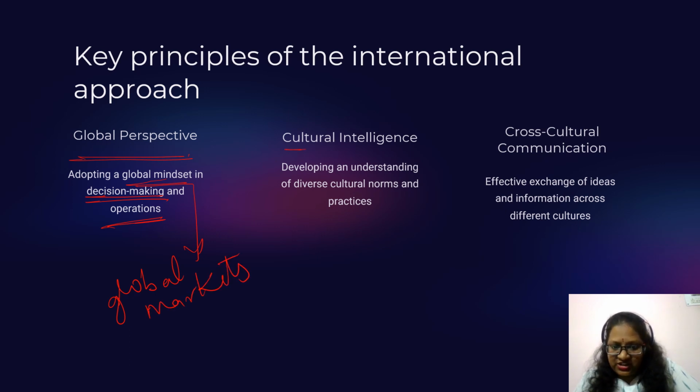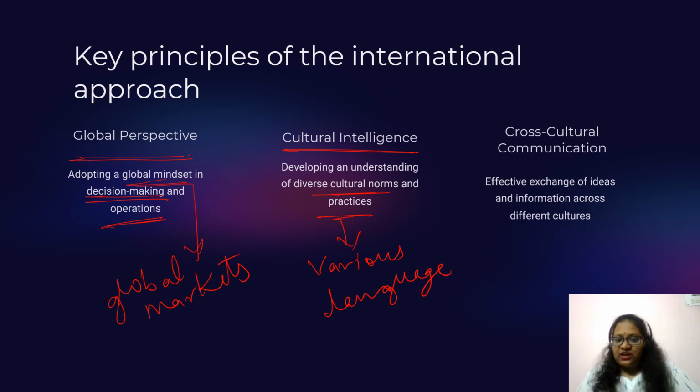Next is cultural intelligence: developing an understanding of diverse cultural norms and practices. We have various cultures and languages present all over the world. We understand them and accept them with their diverse cultural norms and practices. We check and develop them, we accept them. Then cross cultural communication: effective exchange of ideas and information across different cultures. The international approach is about how our organization is dealing all over the world and how we are developing in it.